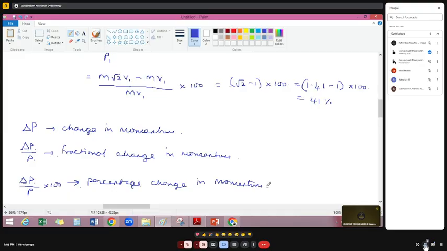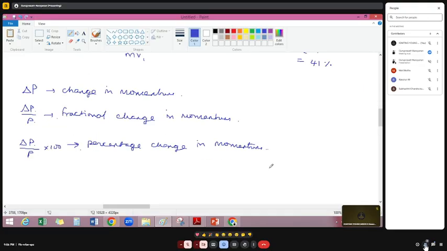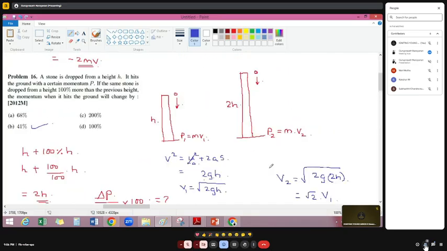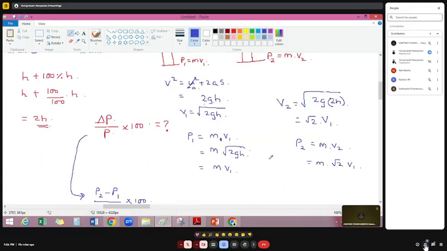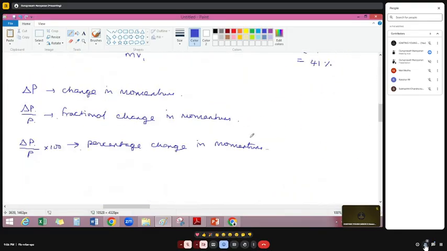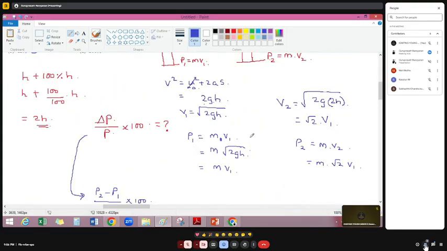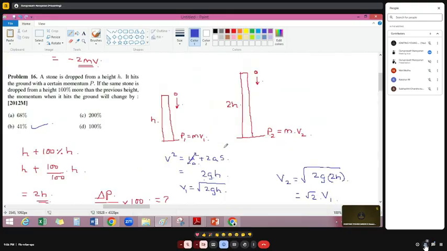Okay, that's all. I think these are very easy problems, but you should know the steps. You should know the logic. If you don't know these basics, obviously it's a difficult problem.